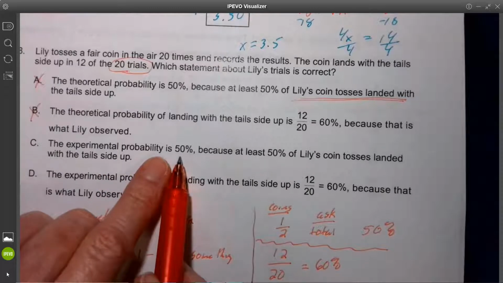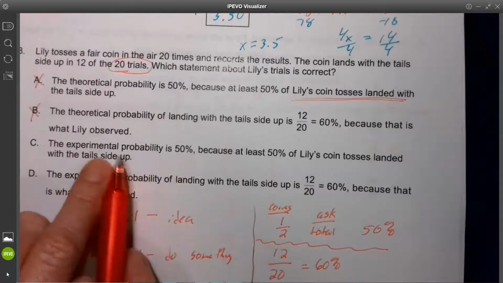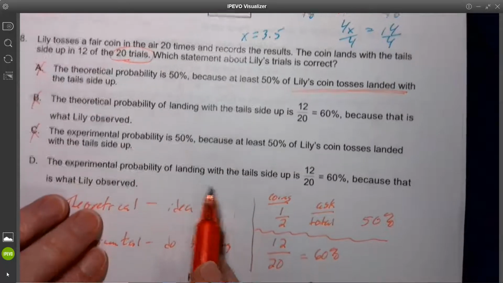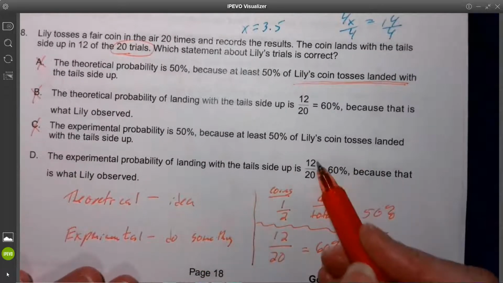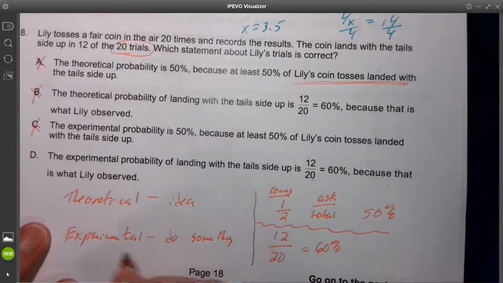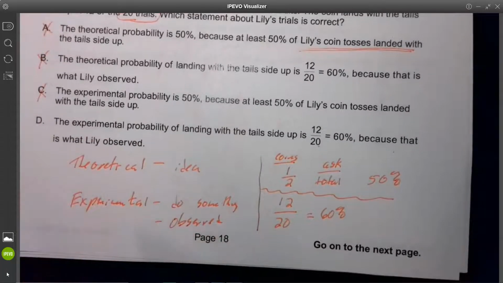Experimental probability is 50% because at least 50% of her, no, experimental probability, she did, that one can't work. Experimental probability with landing with the tail side up is 12 out of 20 because that is what Lily observed. So experimental, do something. You have to observe it. Theoretical, just think about it in your head. You're doing nothing, okay? Good.